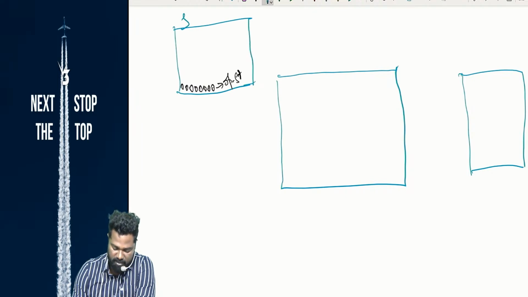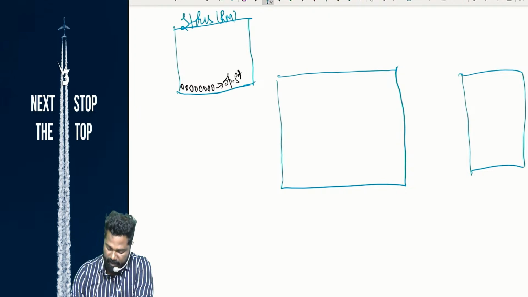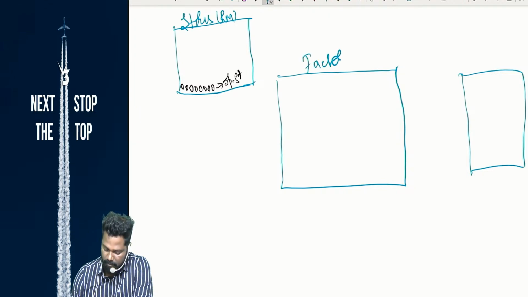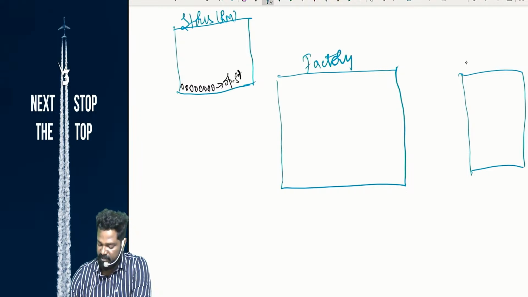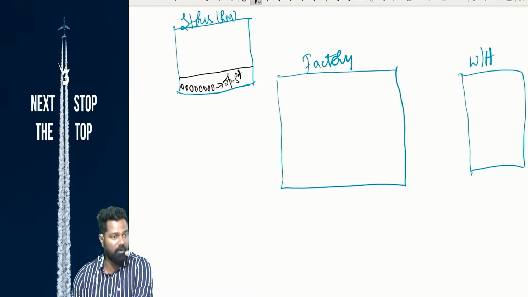This is what department? Stores department, where we store raw material. Clear? And what is this? Factory. This is nothing but the factory. What is this? Warehouse. Are you all there with me now? This is opening stock of raw material.